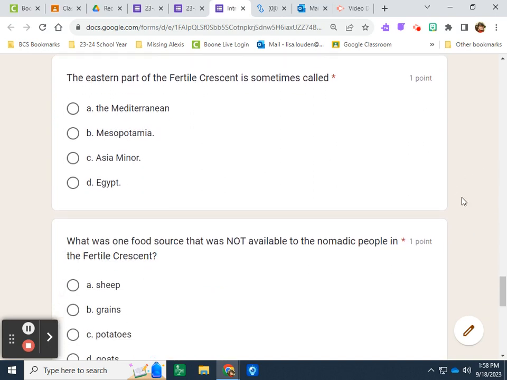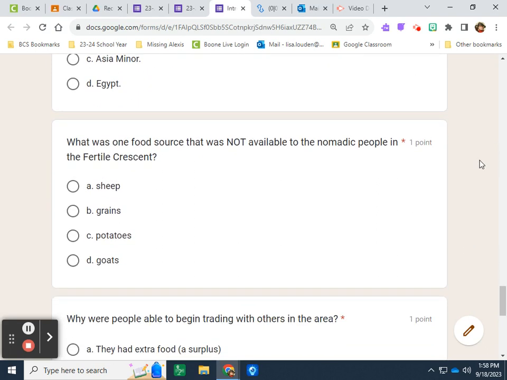The eastern part of the Fertile Crescent is sometimes called A, the Mediterranean, B, Mesopotamia, C, Asia Minor, or D, Egypt. What was one food source that was not available to the nomadic people in the Fertile Crescent? Was it sheep, grains, potatoes, or goats?